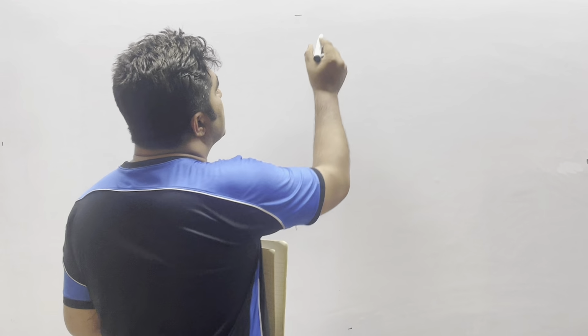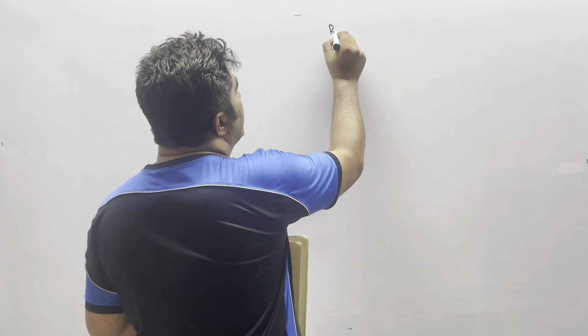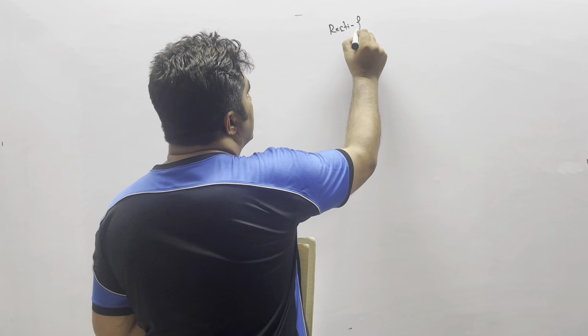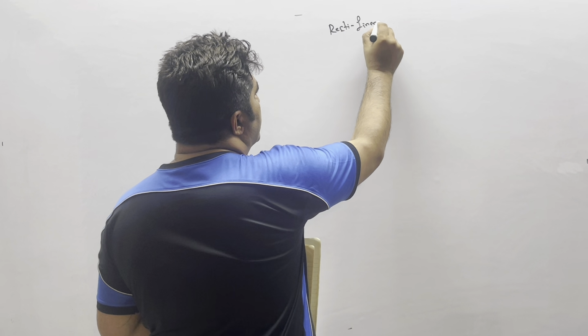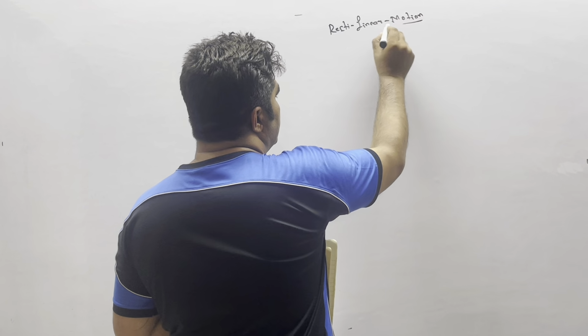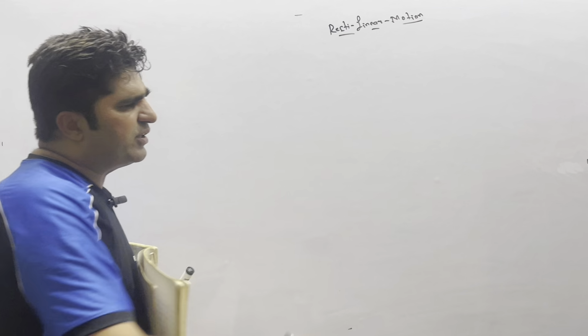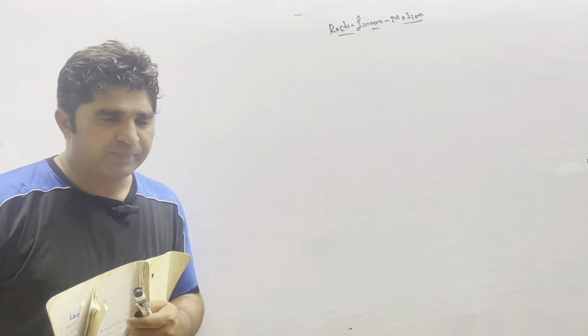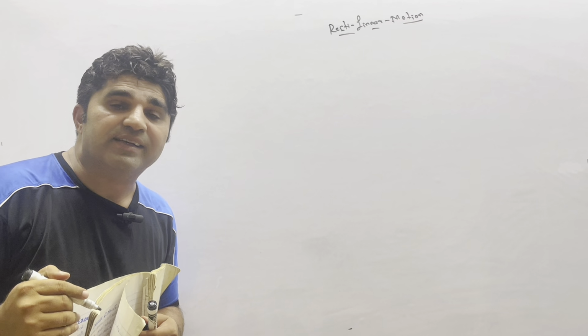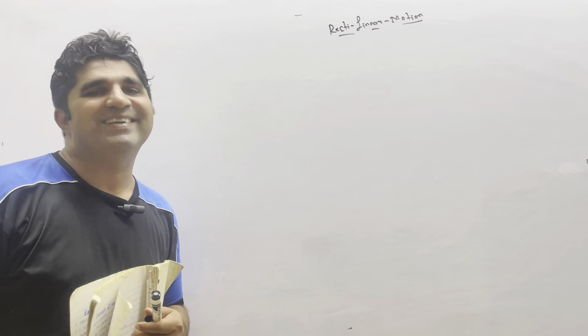And my topic is about rectilinear motion. Okay, let's start here about rectilinear motion. What's rectilinear motion? Keep in mind, if the particle is moving along the straight line, then its motion is called a rectilinear motion.